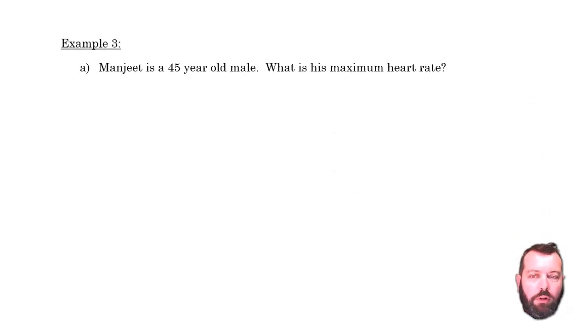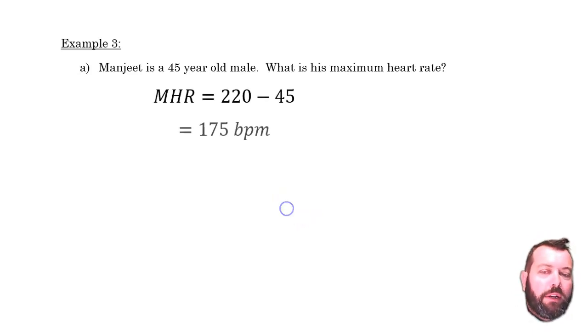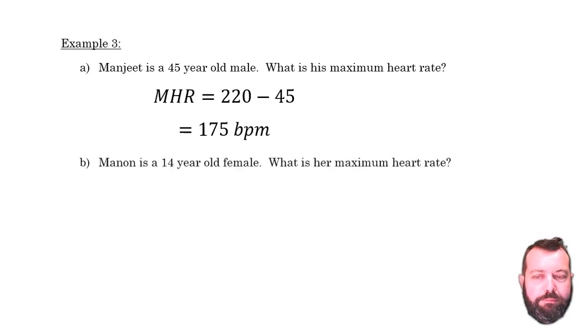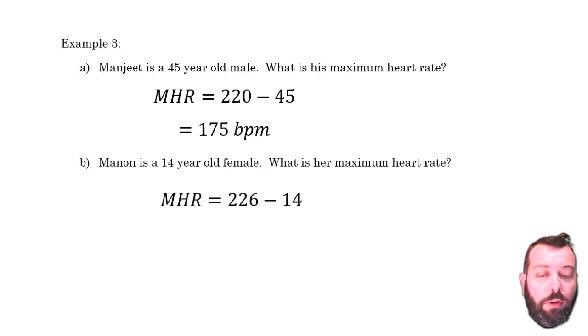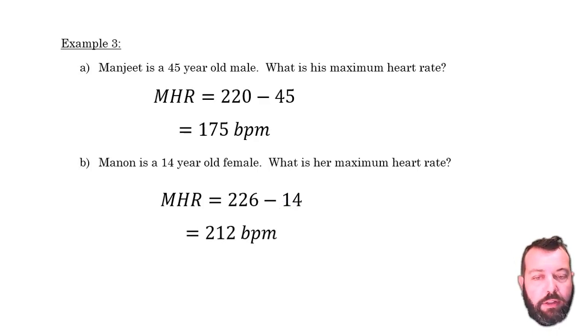Here's an example, because they're always a good way to get our head around these things. So Manjit is a 45-year-old male. What is his maximum heart rate? Pretty simple, 220 minus 45, which is 175. Manon is a 14-year-old female. What is her maximum heart rate? Well, because she's a female, it's 226 minus her age of 14 is 212 beats per minute. Okay, quite a big difference there between Manjit and Manon because of their age and also their sex. Righto, that's maximum heart rate. We calculate that by subtracting your age from either 220 or 226.